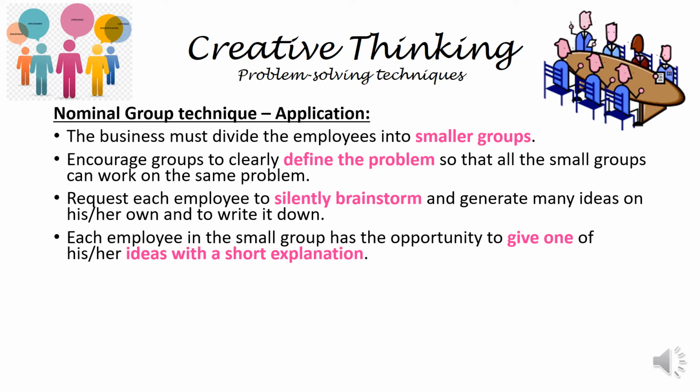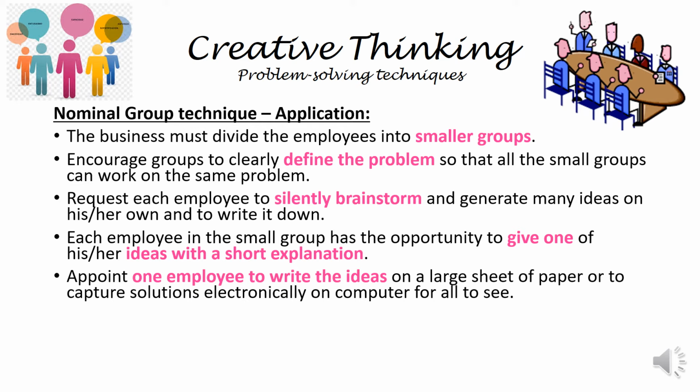So we go kind of around the group. Okay, the first person gives one of his ideas, explains it a little bit. The second person gives only one idea. The third person gives one idea, and we go around the table. Right, then we're going to appoint one employee to write all the ideas down, because now each one person is now giving one idea at a time.